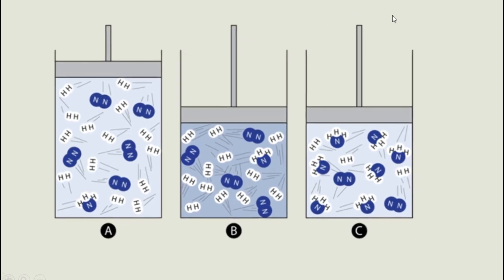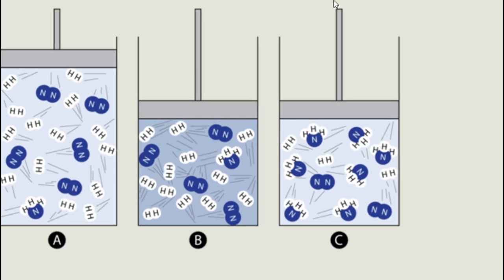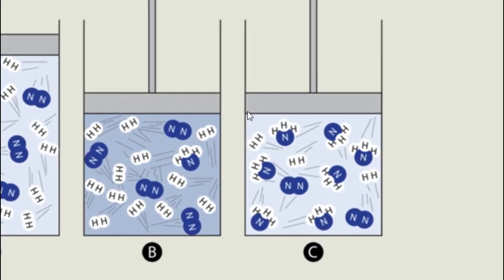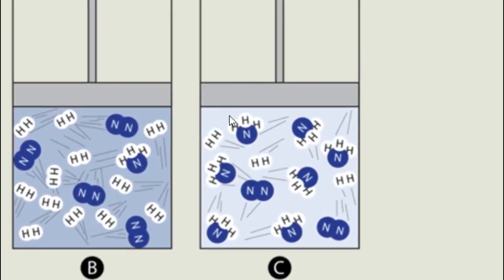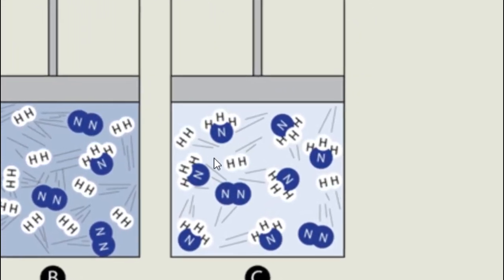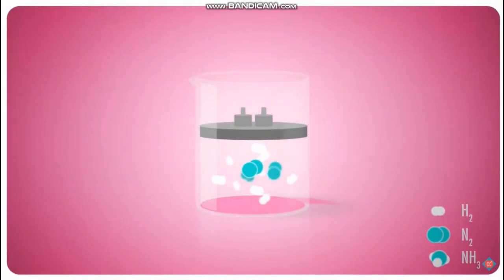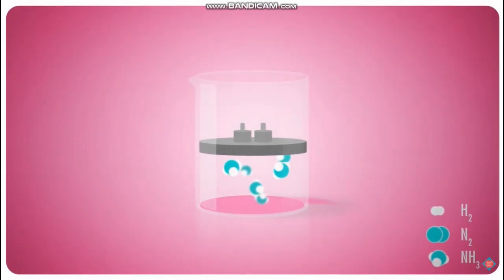In the image on the right, the forward reaction has been favored, in which one molecule of nitrogen combines with 3 molecules of hydrogen to form 2 molecules of ammonia. When the pressure is increased by decreasing the available volume, the system responds by favoring the reaction direction that produces fewer gas molecules.